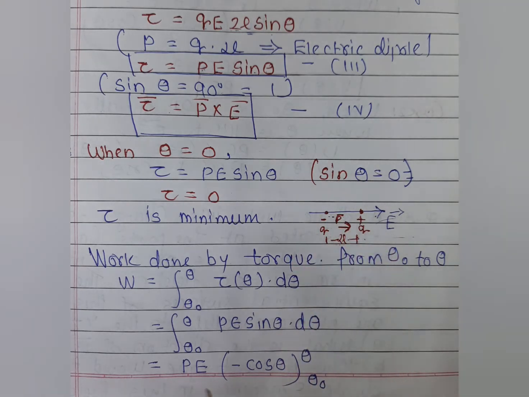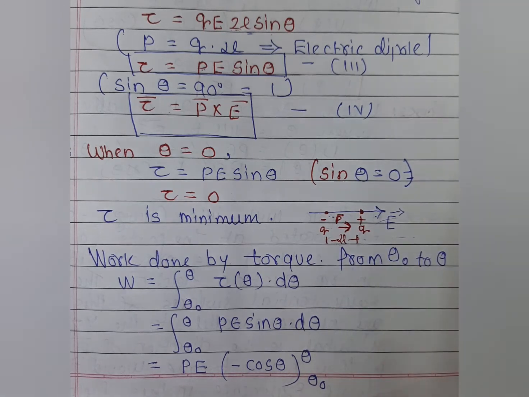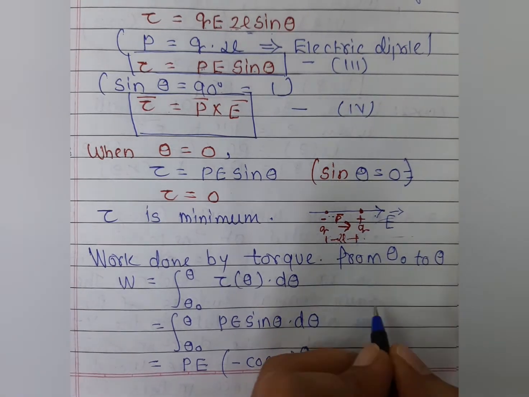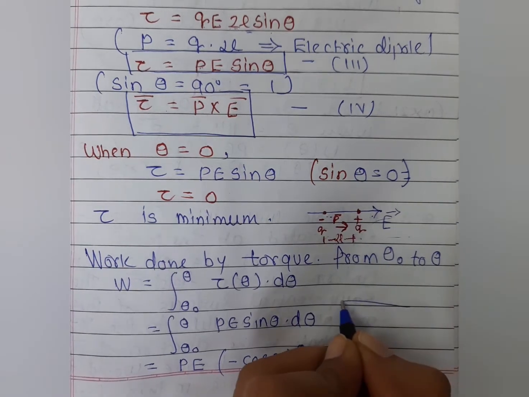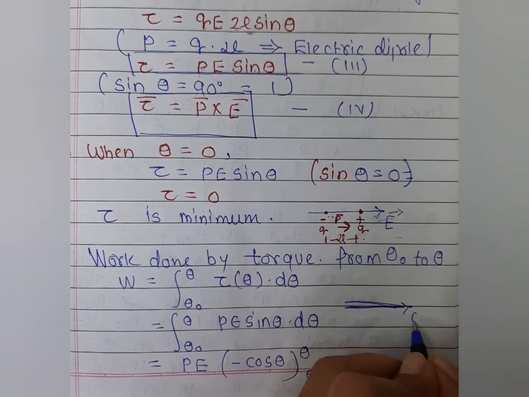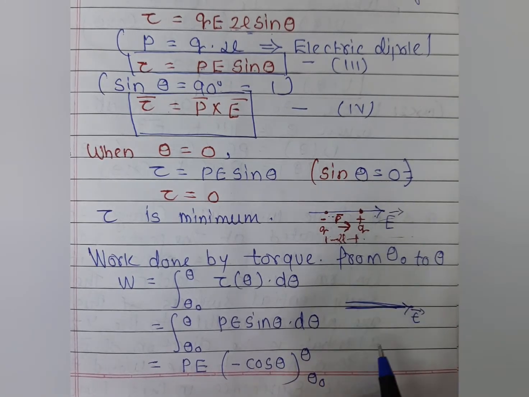So let us see, students, work done by torque from theta naught to theta. Theta naught means initially the rest condition, and when it experiences some force, how much the angle changes. So let us understand. Here we consider a surrounding electric field, and this electric field.